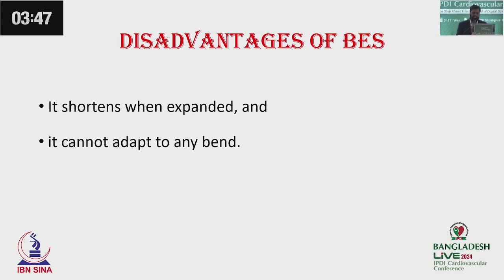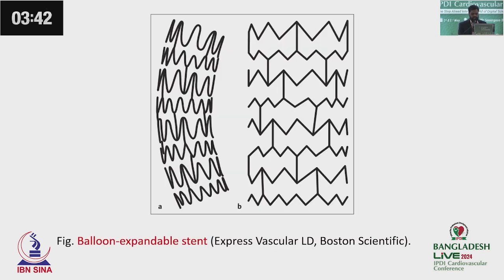And the disadvantages are that it can shorten when it is expanded, and when there is tortuosity in the vessels, it cannot adapt to the tortuosity. And here is a picture of balloon expandable stents.